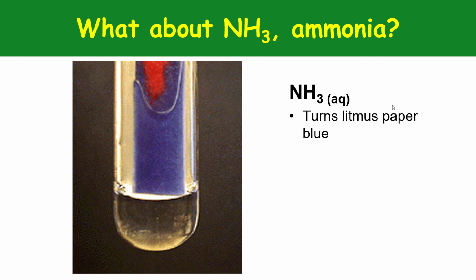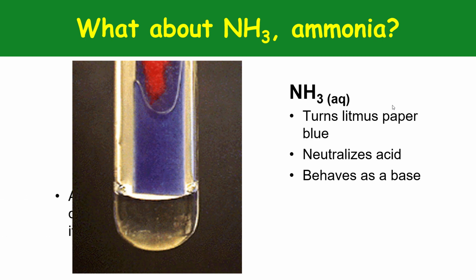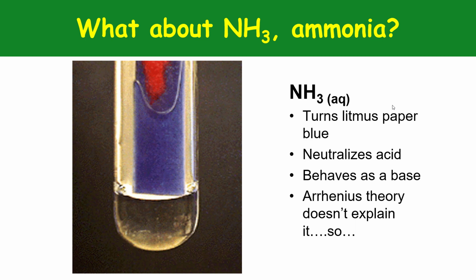base. Aqueous ammonia would turn litmus paper blue. Since elementary school, you have known that that is one of the properties of a base. It neutralizes acids. That is one of the properties of a base. And it behaves as a base in all other ways. It probably tastes sour, though please try not to do that at home. So it doesn't really abide by the Arrhenius theory. So guess what? This is one of those spots where we actually had to take the Arrhenius theory and say, it's really good for some things, but not others.